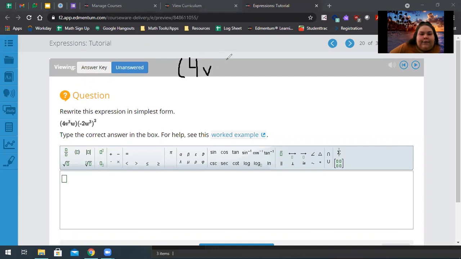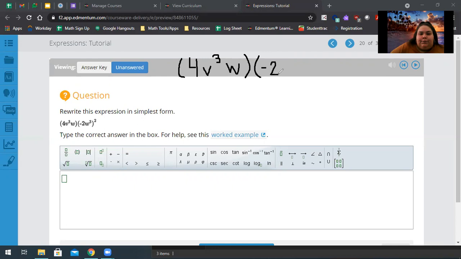So we have 4v to the third power. We have w in parentheses. Now ask yourself this: if it has a set of parentheses, is there anything I need to do to it that's considered outside of it? And you can see it's not raised to a power. I have nothing to distribute into this one. So we might just be able to ignore those parentheses there. But let's take a look at the second part of this.